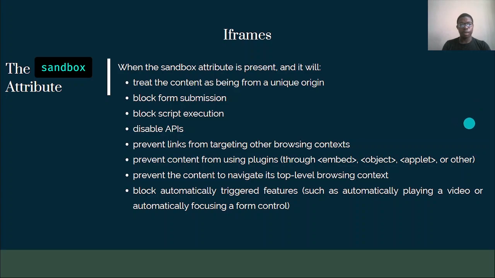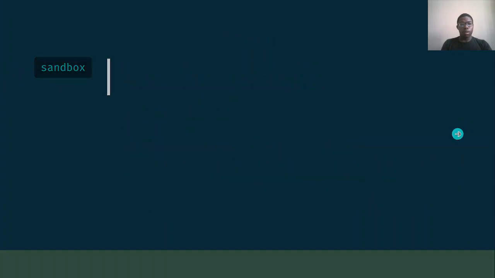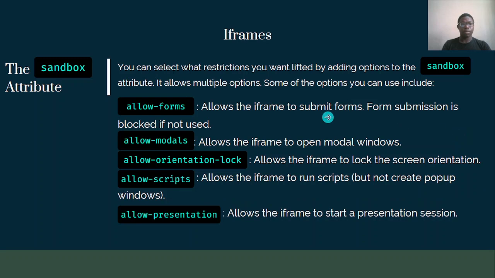So let's go further. You can select which restrictions you want lifted by adding options to the sandbox. So allow forms allows the iframe to submit forms, which was how I bypassed the sandbox attributes. Form submission is blocked if not used. So yeah, it was blocked until I used allow forms to help us submit forms. Allow modals allows the iframe to open modal windows, allow orientation lock. So these are just some of them. There are many of them. Allow presentation allows the iframe to start a presentation session. So these are a lot.